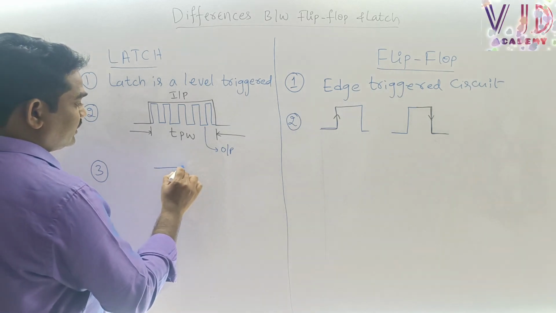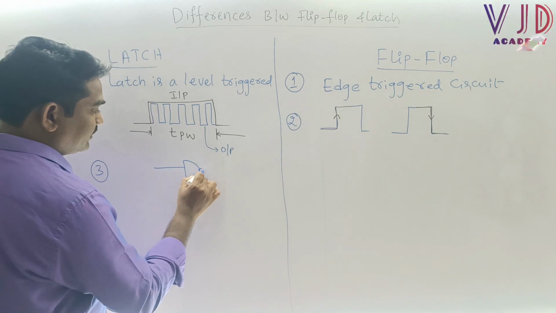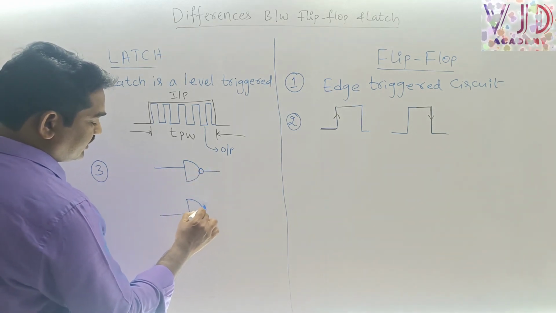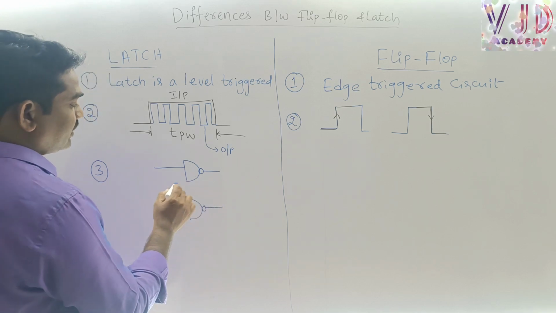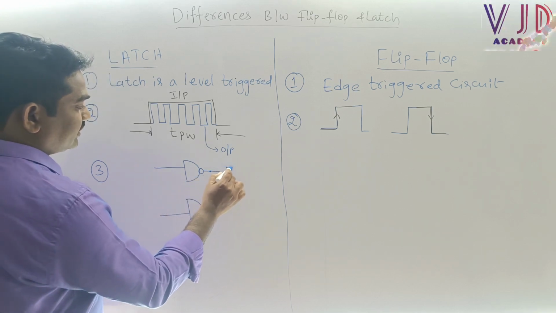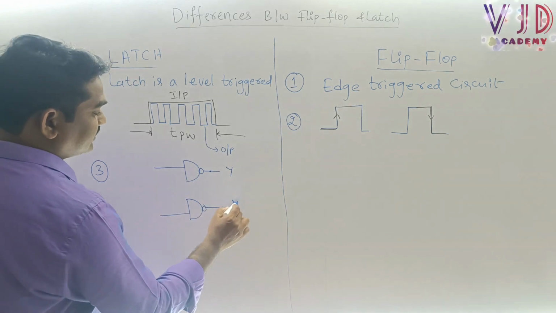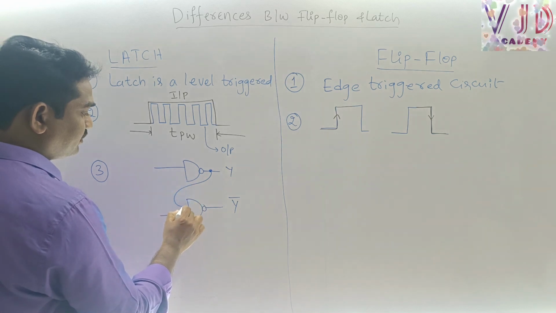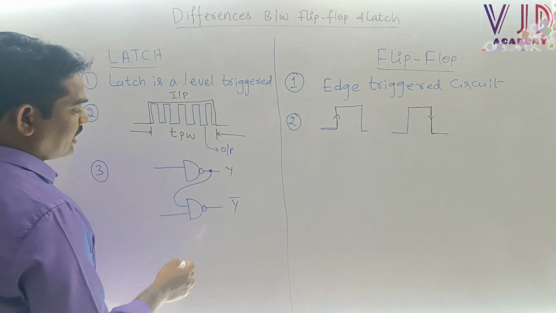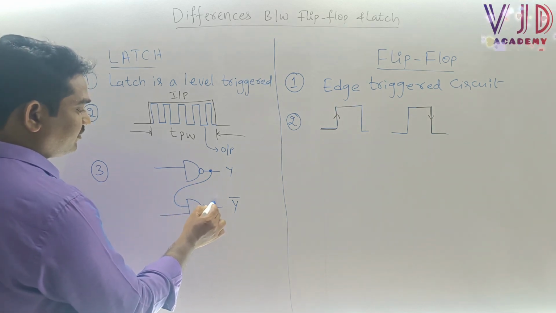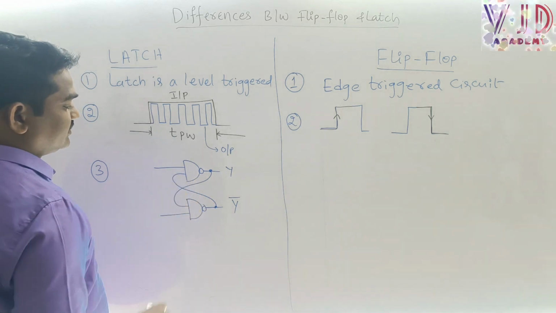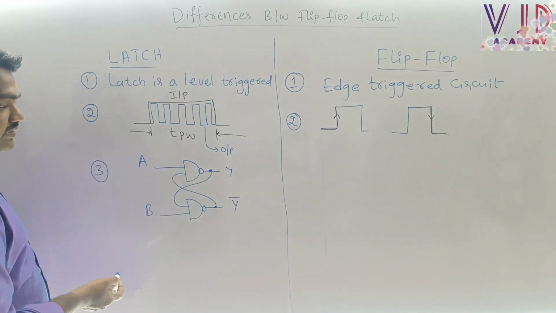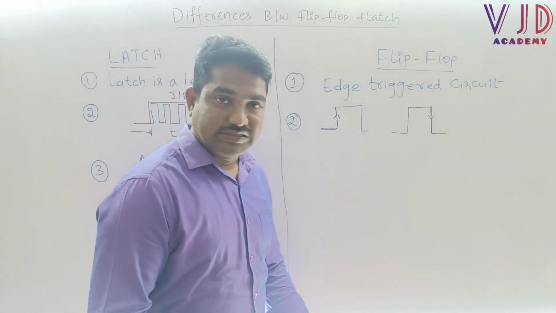or NOR gates. Sir, the circuit diagram of a NAND gate. Let me take two NAND gates here. The output is Y, and this is Y bar. The output Y will be connected to the input of the next NAND gate, and the output Y bar will be connected to the input of the first NAND gate. These are the two inputs, A and B. This complete circuit can be called a latch circuit.